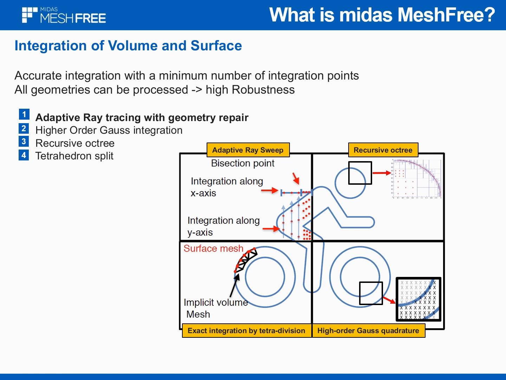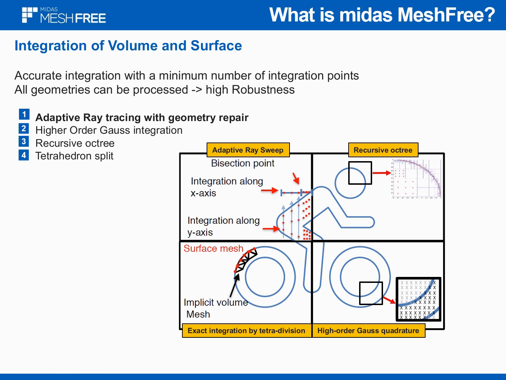So MIDAS MeshFree uses four methods. The first one is called adaptive ray tracing with geometry repair. So you can look and refer to the picture. Integration points will be distributed adaptively depending on the curvatures and the shape you will import. The second method is called higher order Gauss integration. The third one is the same with an additional recursive octree method.